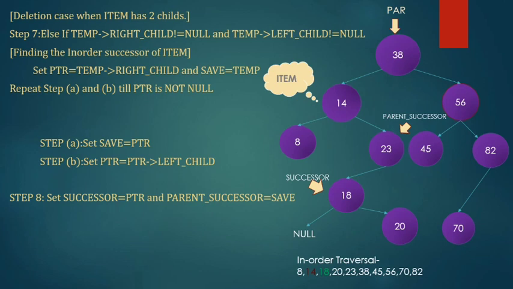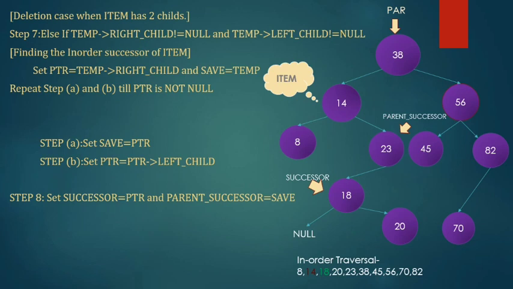Why right subtree? Because the in-order successor will obviously be greater than item. Save is also an iterator that would keep track of the in-order successor's parent. That is what step A is for. Let us take an example. We want to delete 14, whose left child is 8 and right child is 23. 14's in-order successor is 18.